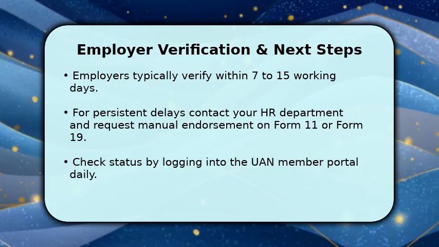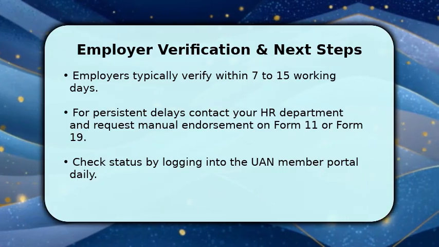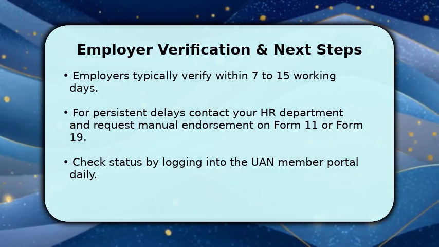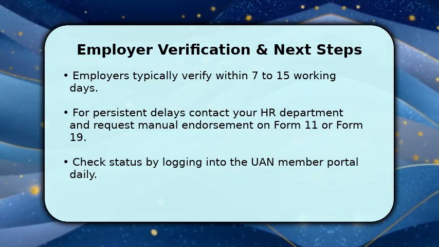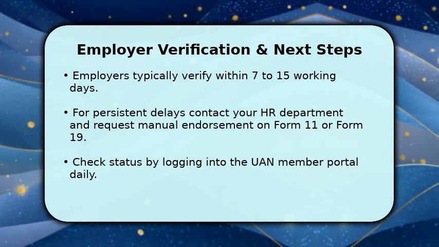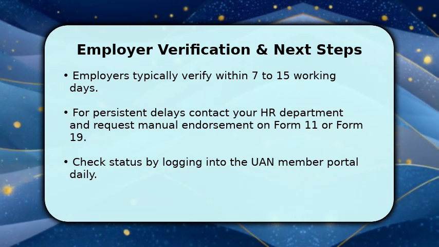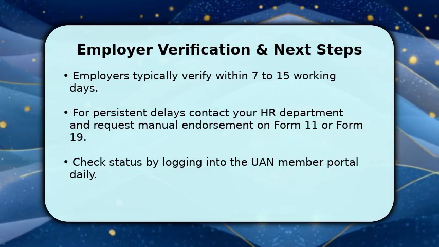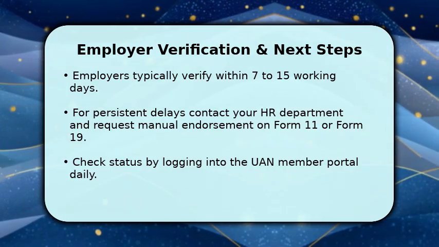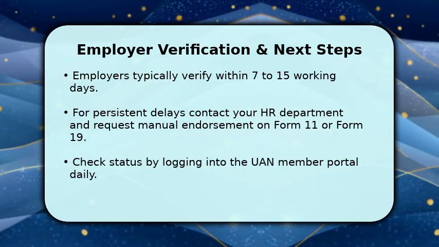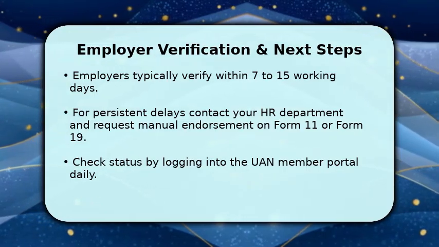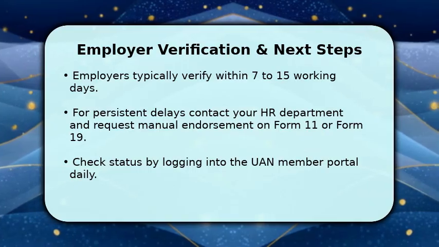For persistent delays, contact your HR department and request manual endorsement on Form 11 or Form 19. You may also raise a grievance on the EPFO portal under Online Grievance Management. Keep your communication dates and acknowledgement numbers for follow-up and escalation. Check status by logging into the UAN member portal daily.